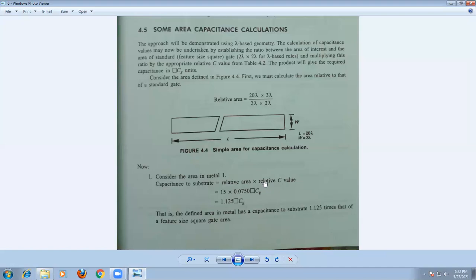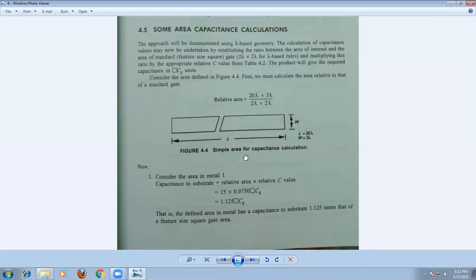From the table you can take the value, because the technology is not specified, so go for the 5 micrometer technology. So it is 15 into the relative value of C from the table, which is 0.075 square Cg. You will get the value in terms of square Cg only if you consider the relative areas and relative values. The product will give the required capacitance in square Cg unit. This is the unit of the metal one to substrate capacitance. Okay, you will get this value, right?